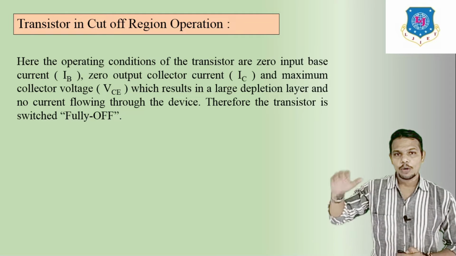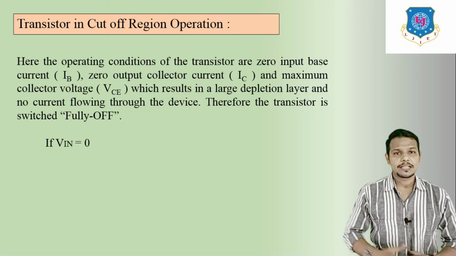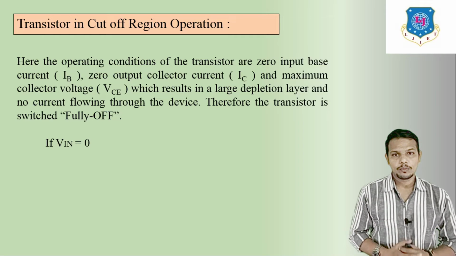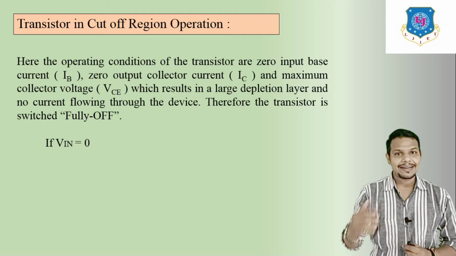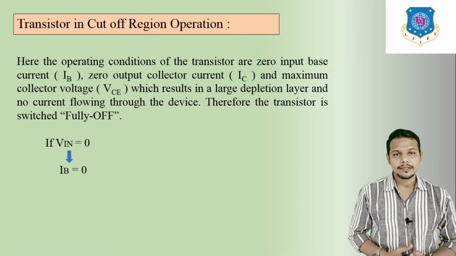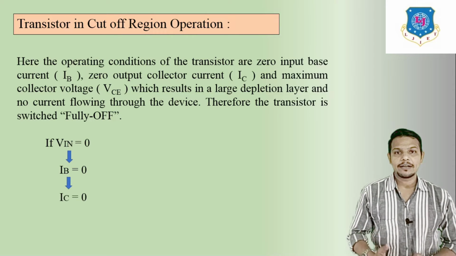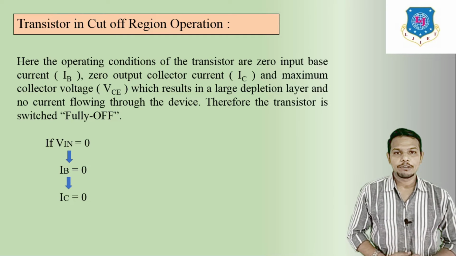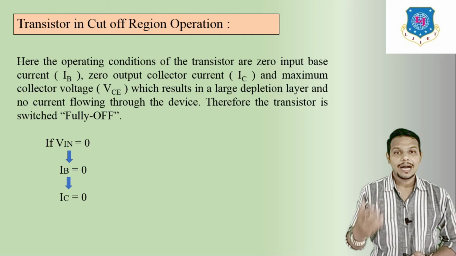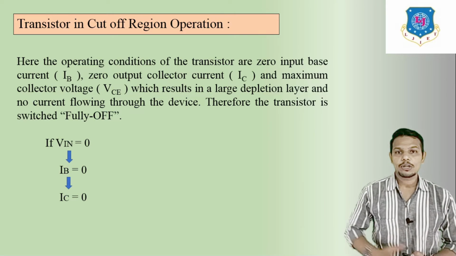Here we can see the operation step by step. If Vin is equal to zero, that means your input voltage is zero, we can say your input is directly connected to the ground. So the flow of IB is also zero, because your input is zero, that means the base current is equal to zero. If your base current is equal to zero, then your IC is equal to zero, because IC is your output current, or we can say the collector current. So it is also zero.